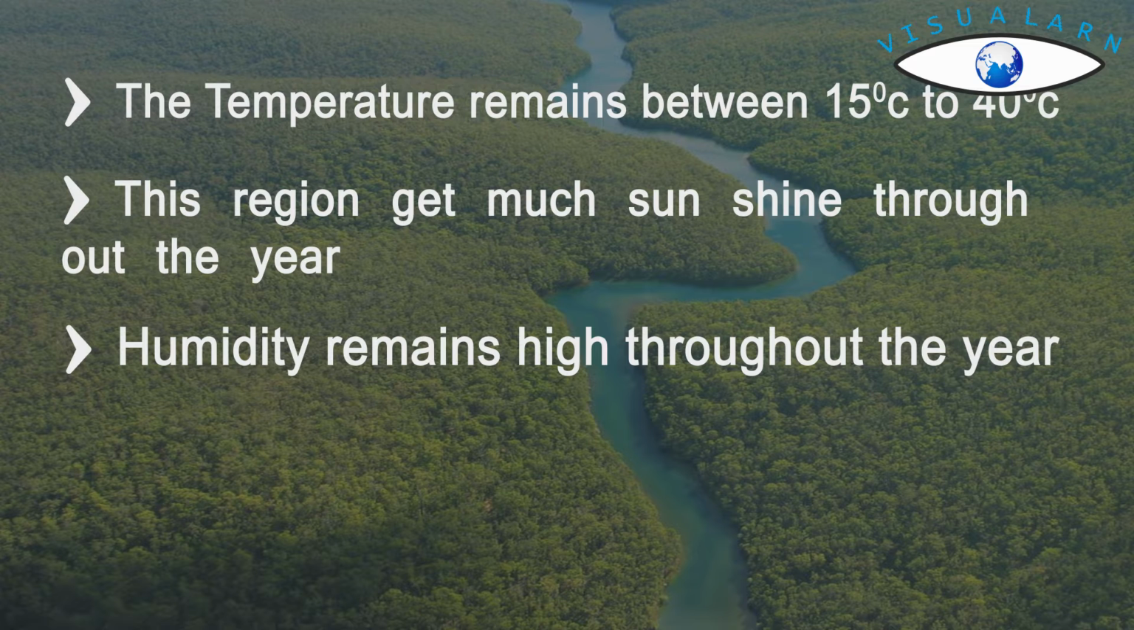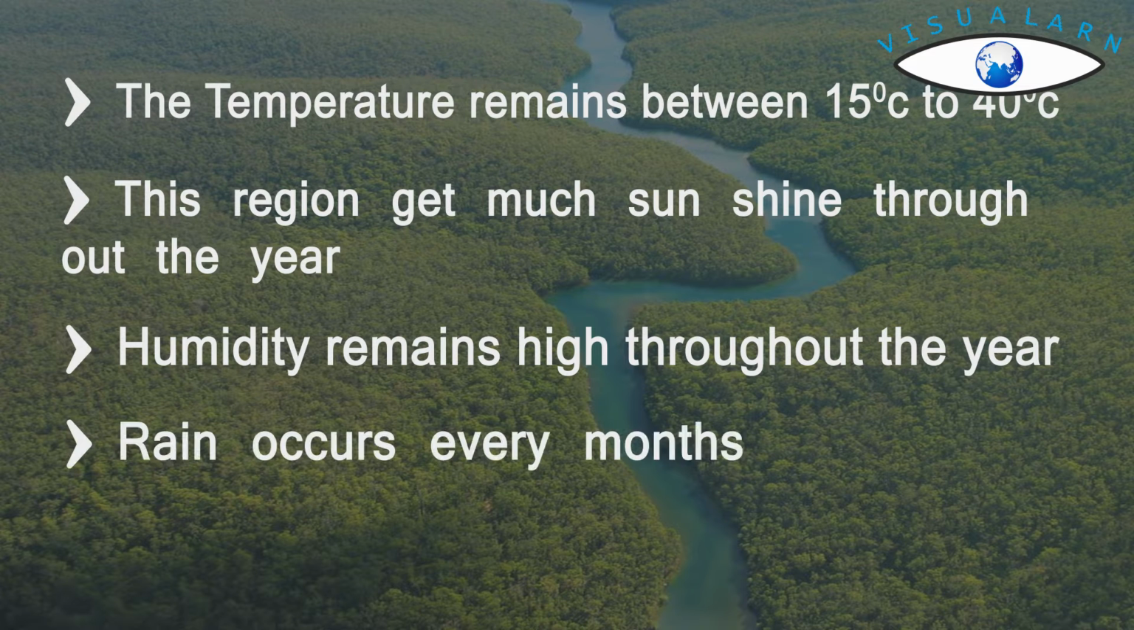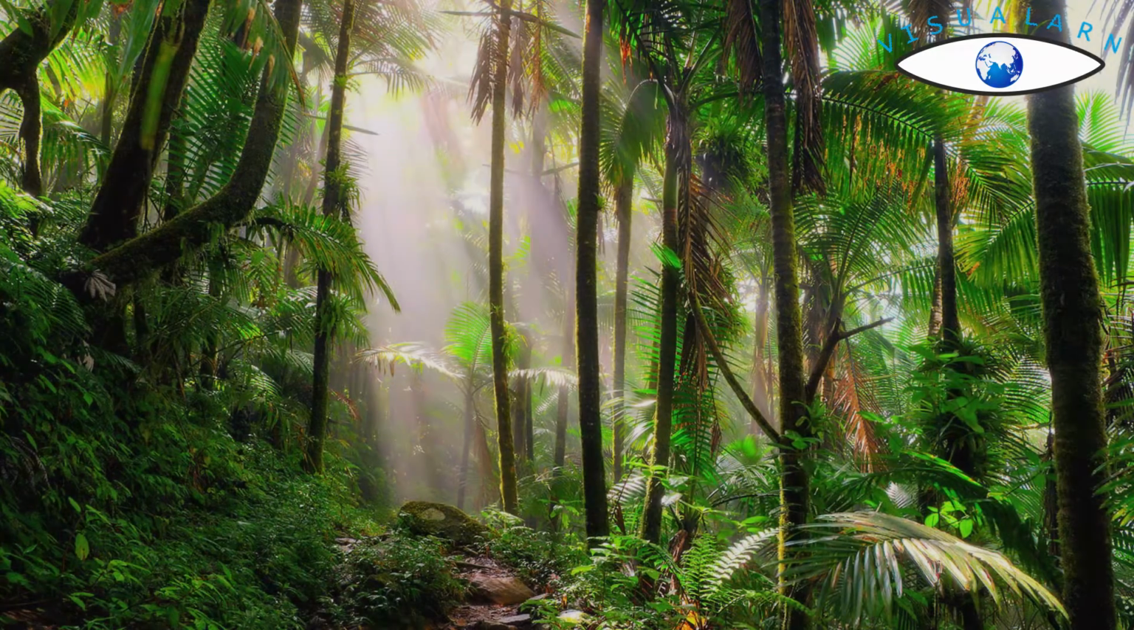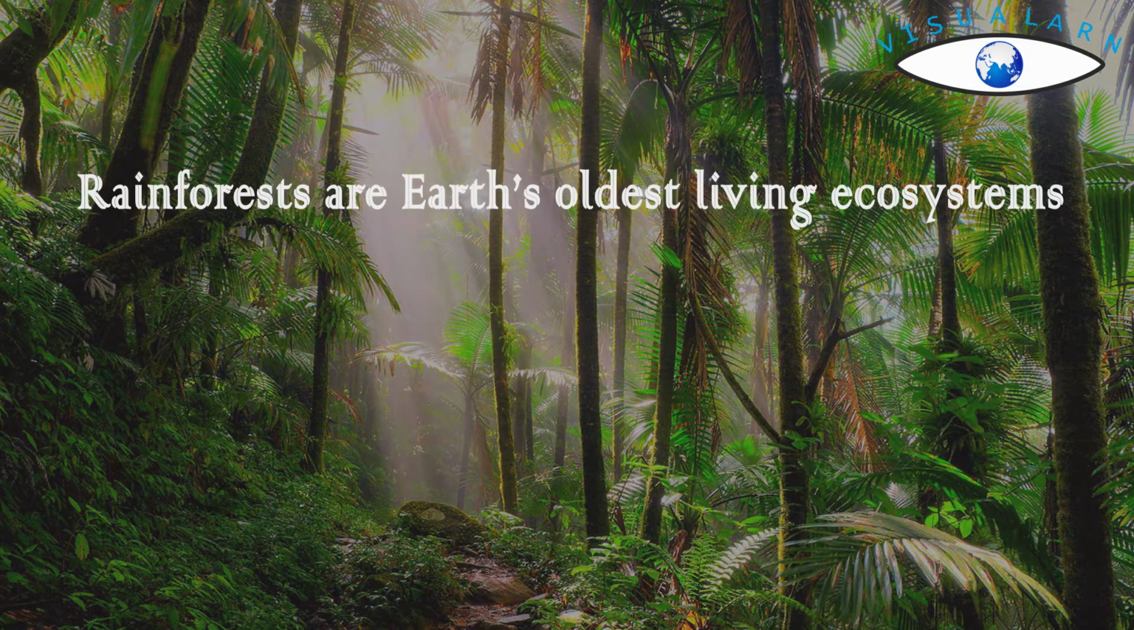Humidity remains high throughout the year. Rain occurs in every month. The combination of those factors, heavy rainfall, much sunshine, high temperature and high humidity, promotes the dense growth of vegetation in those areas. The forest is deep, dense and contains trees of different species, all mixed together.